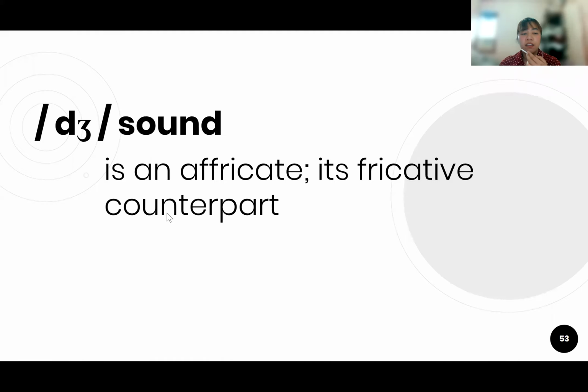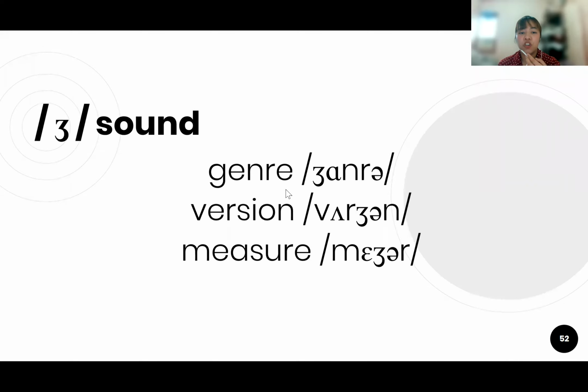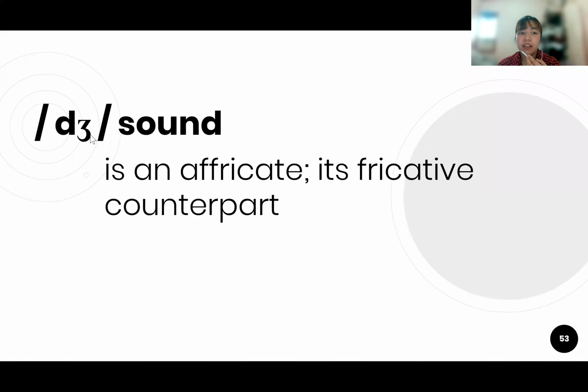So next one, this is sounded out as your J, or the softer version of your Z sound, like the J in genre. This one, you just add D as well to the J. So it's pronounced, or the sound of this symbol is your J. This is usually made when we sound out the letter J.